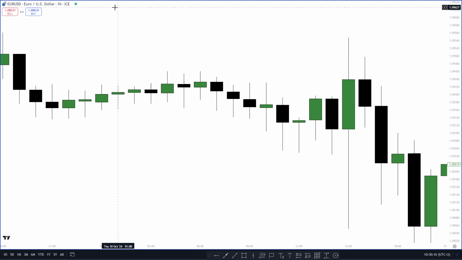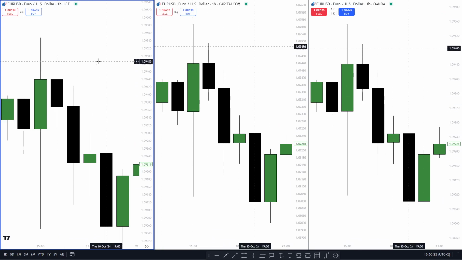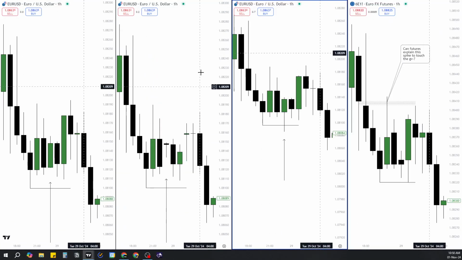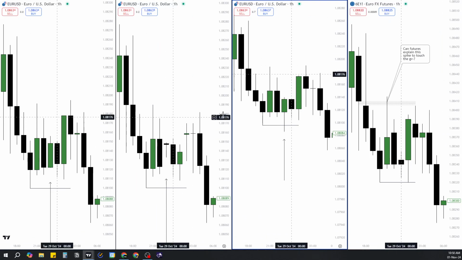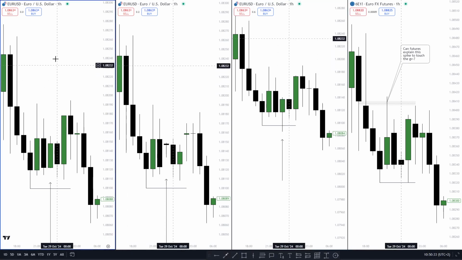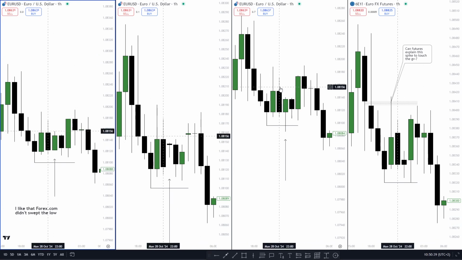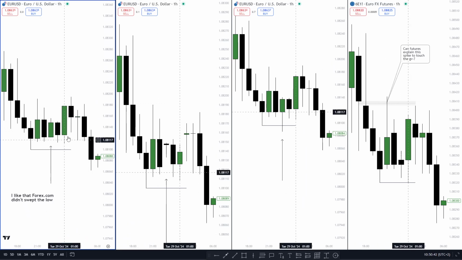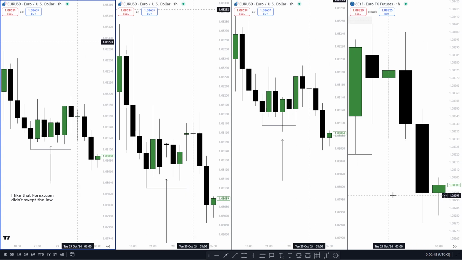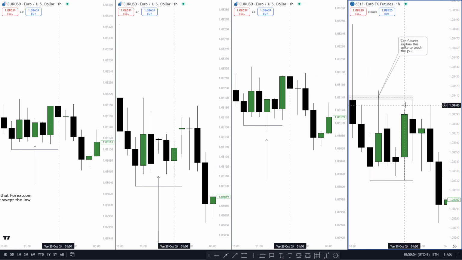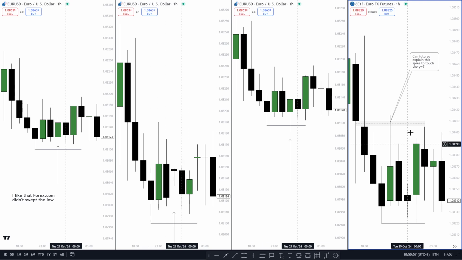Okay, so ICE, put it down. Now another thing. From all these deliveries, Forex.com gave the best because it kept the range with the bulk candles and didn't take the low. You could see in the futures that it also didn't take the low, and that's our true price action.